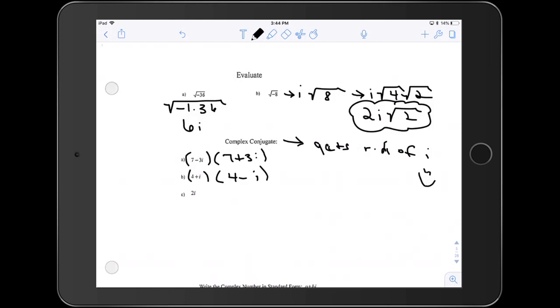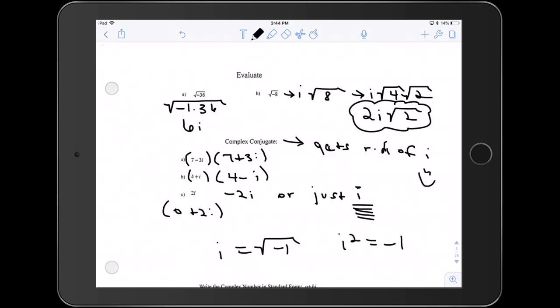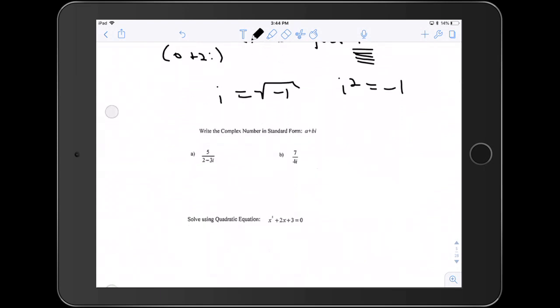And this is kind of interesting. 2i is complex, 0 plus 2i. But if you think about that, the conjugate can be either negative 2i or just i. And this is what I use right here, and you'll see that in the practice. And again, just remember i is equal to square root of negative 1, and then i squared is equal to negative 1. Those are two important concepts.